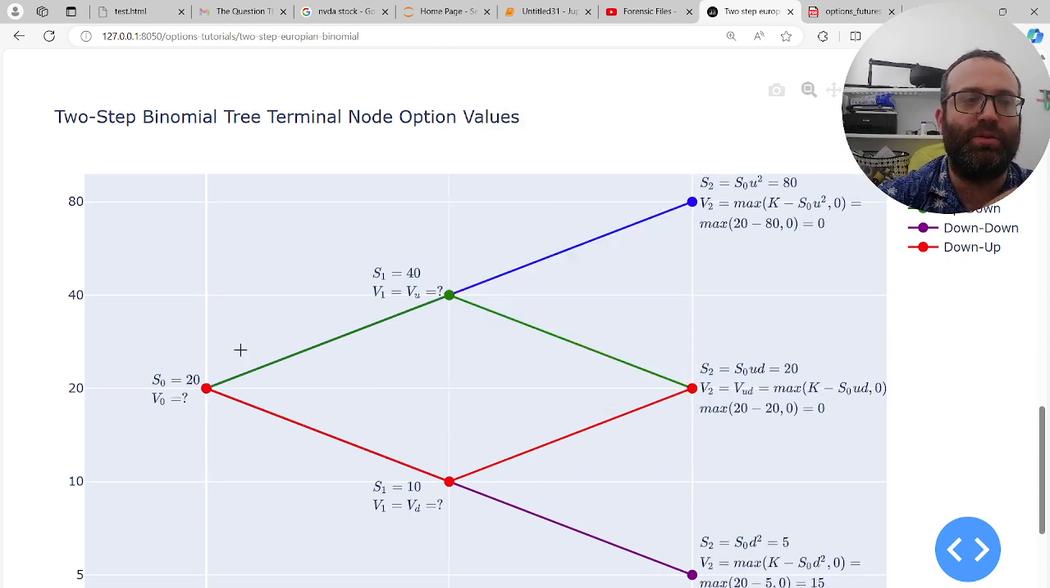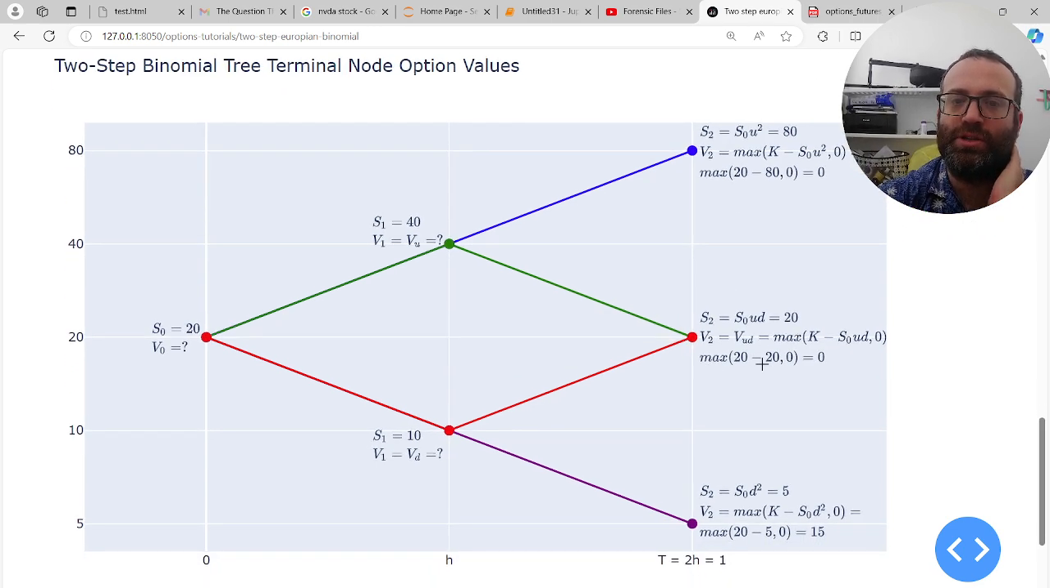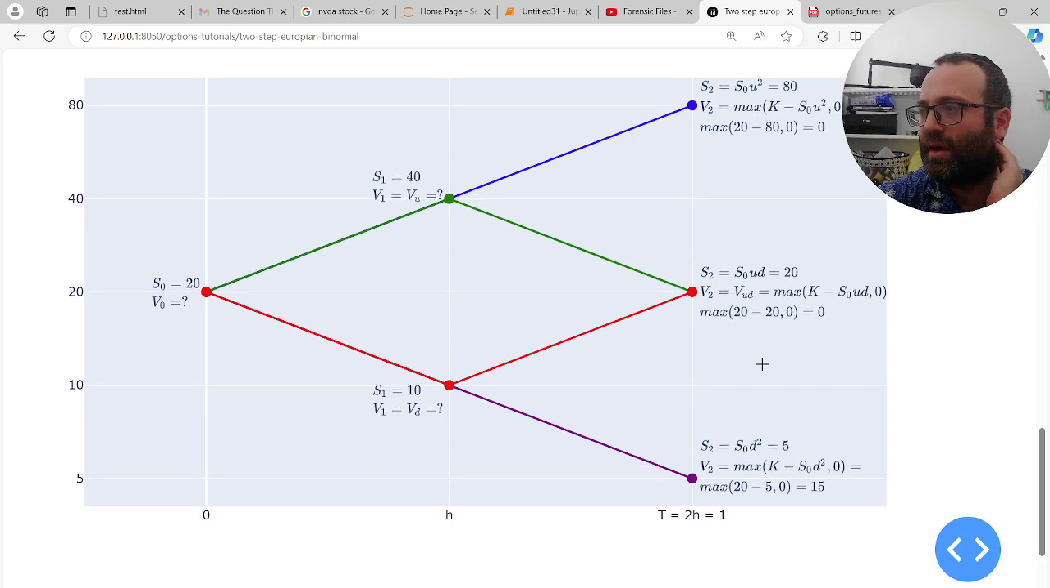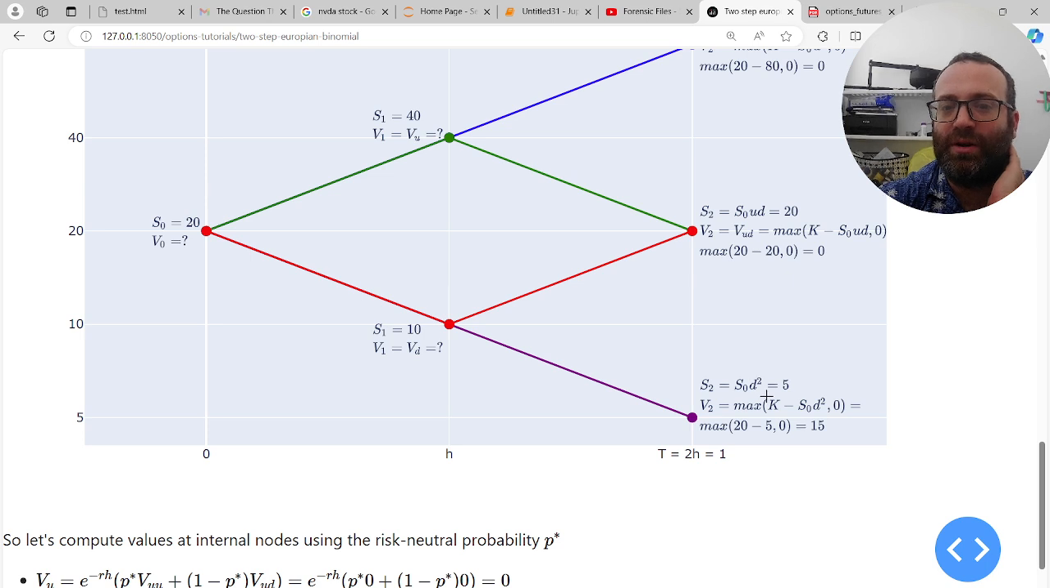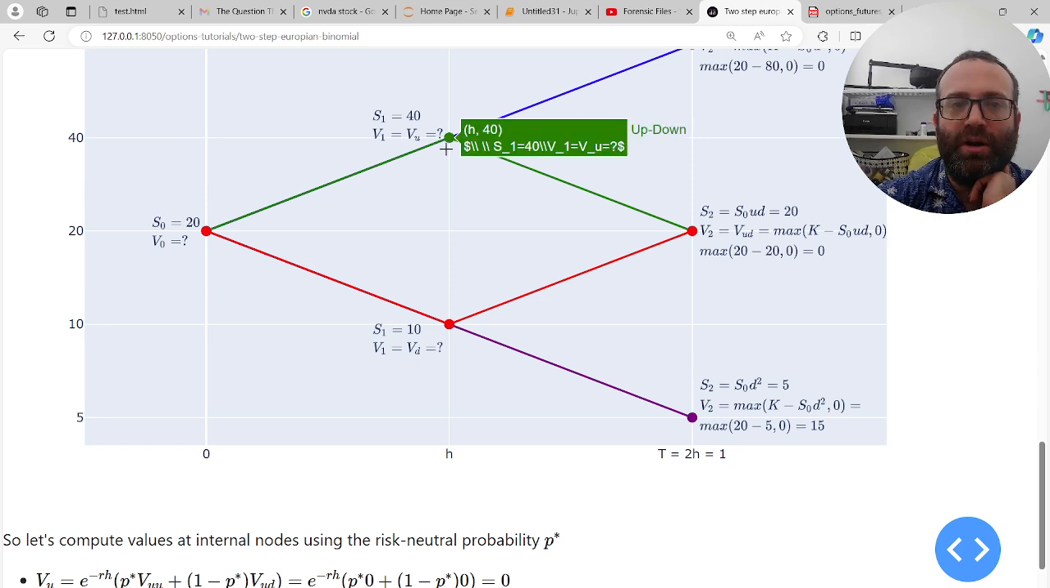So we want to price a European put option with strike 20. We know the terminal values. If the strike is 20, then if the stock price is 80, the put is worth 0 at this node. If the stock is 20, the put is also worth 0 at this node. You notice I made my life easier by making a lot of things 0. But if the stock goes down twice in a row, the stock goes down to 5, and if the strike is 20, then the put is worth $15. So here's the only time where the put is in the money.